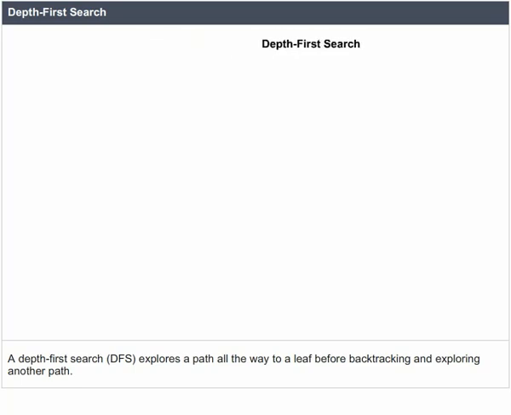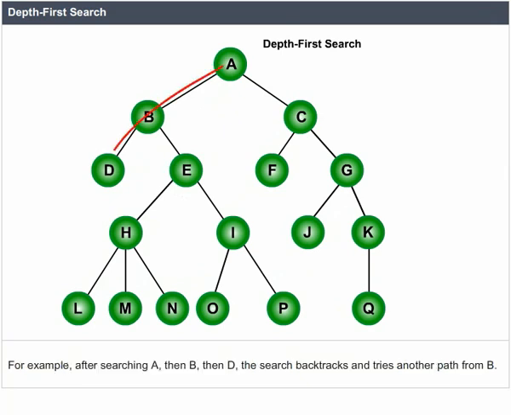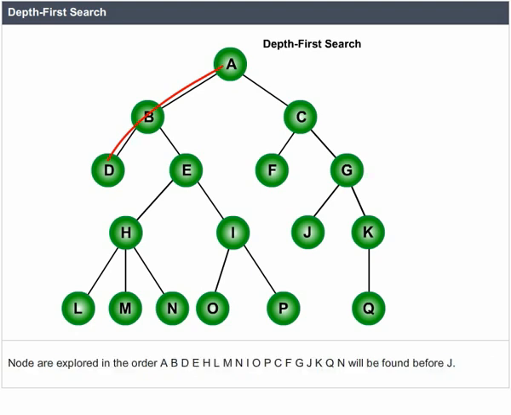A depth-first search explores a path all the way to a leaf before backtracking and exploring another path. For example, after searching A, then B, then D, the search backtracks and tries another path from B. Nodes are explored in the order A, B, D, E, H, L, M, N, I, O, P, C, F, G, J, K, Q. N will be found before J.